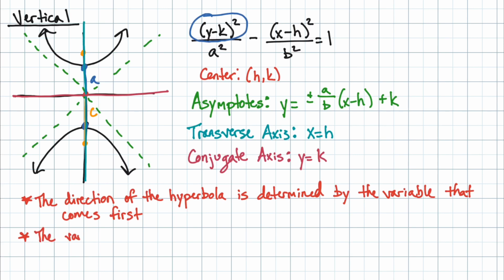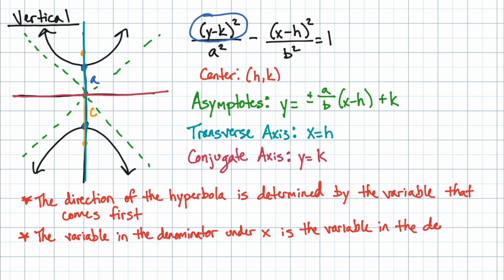It's the variable in the denominator under x is the variable in the denominator of the asymptote.